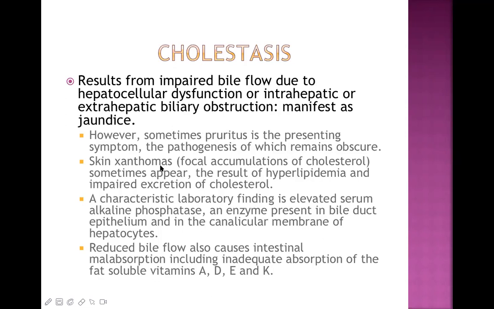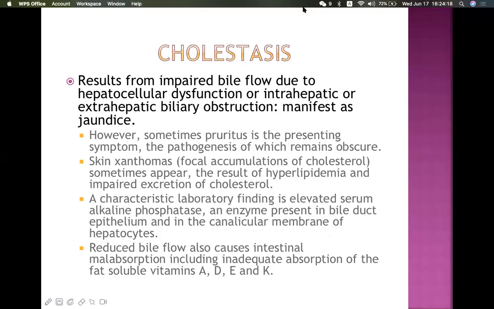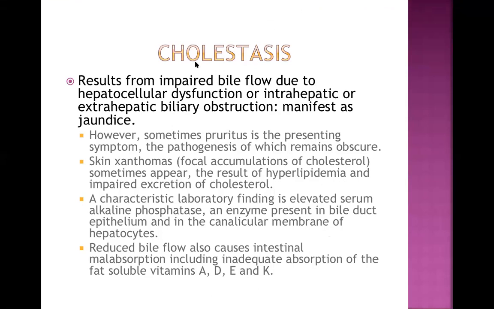Skin xanthoma, which are focal collections of cholesterol and lipid, sometimes appear in cholestatic jaundice, and this is a result of hyperlipidemia and impaired excretion of cholesterol. Hyperlipidemia commonly occurs in case of obstructive jaundice. So if hyperlipidemia occurs, this lipid can deposit here and there in different parts of the body. If they get deposited in the tendon, we call it xanthoma.